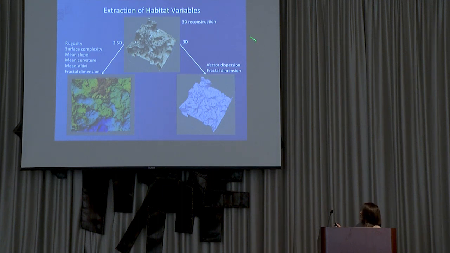Here are all the metrics that I just talked about. The question is, which one is better? I processed a bunch of reef plots, extracted all these metrics, and compared them. It turned out that they're all highly correlated, with the exception of mean curvature. Curvature is a completely different metric, but everything else seems to capture the structural complexity of coral reefs really well.